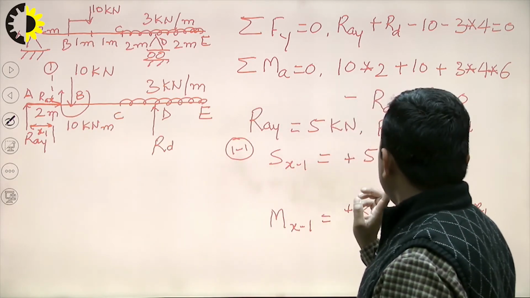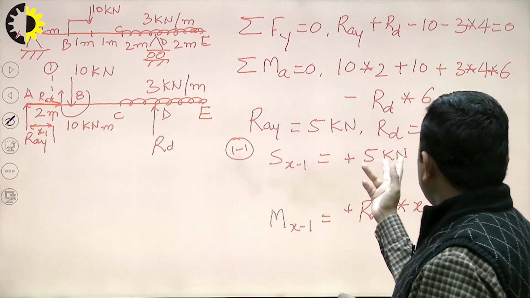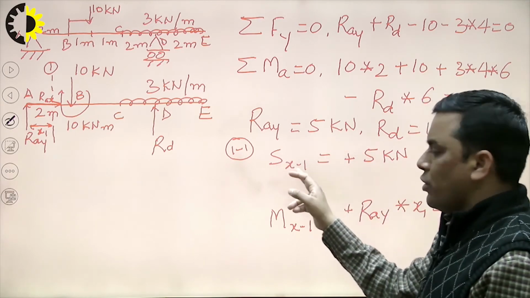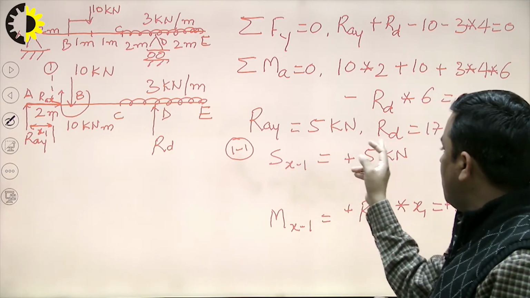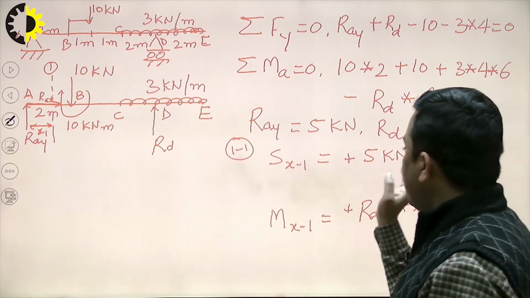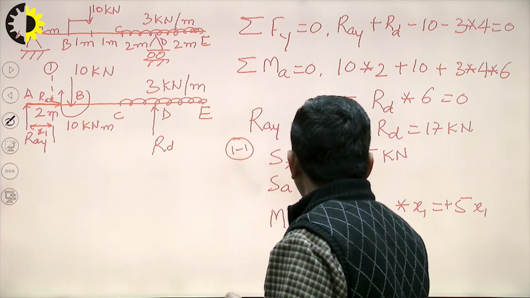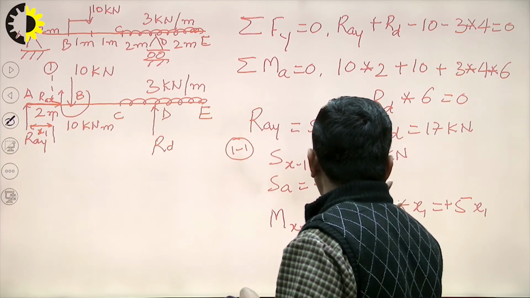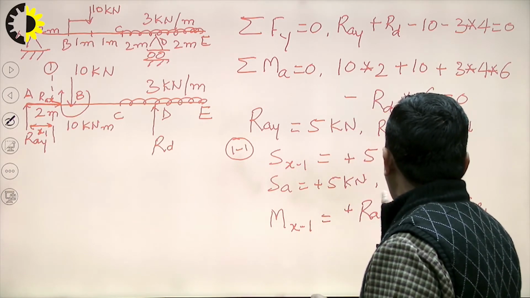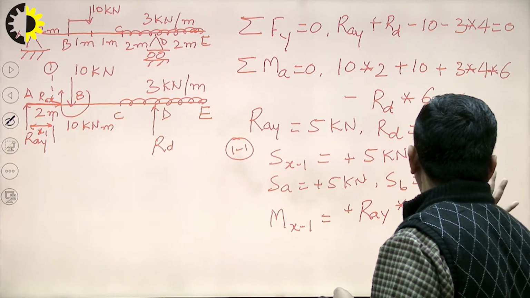So, when I am trying to find out the value of shear force at point A, as we can see from the equation of shear force, it is not dependent on x, it is not depending on any variable. So, it will remain constant from point A to point B. So, I can write SA equals plus 5 kilonewton and SB is also plus 5 kilonewton.